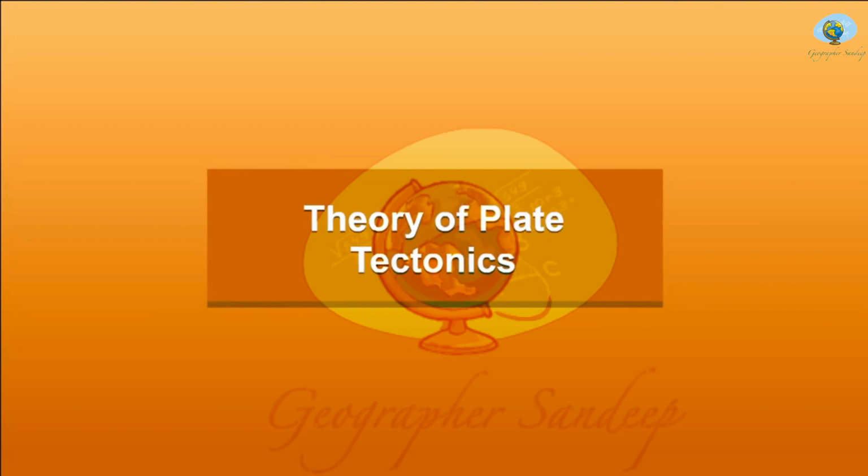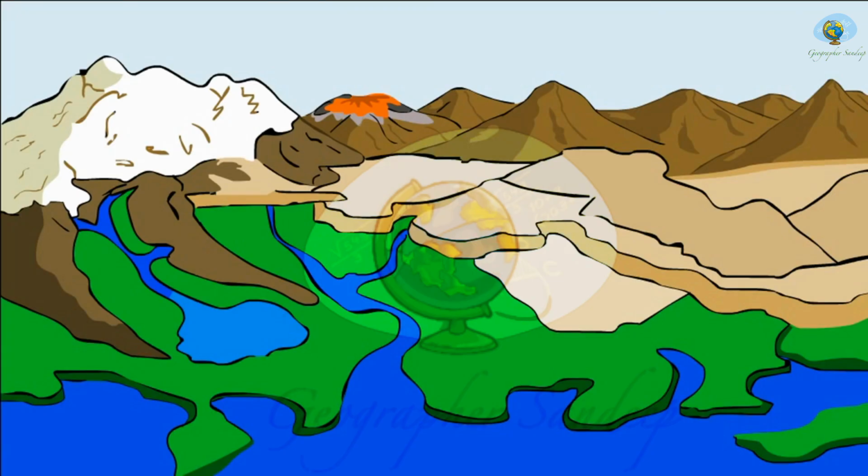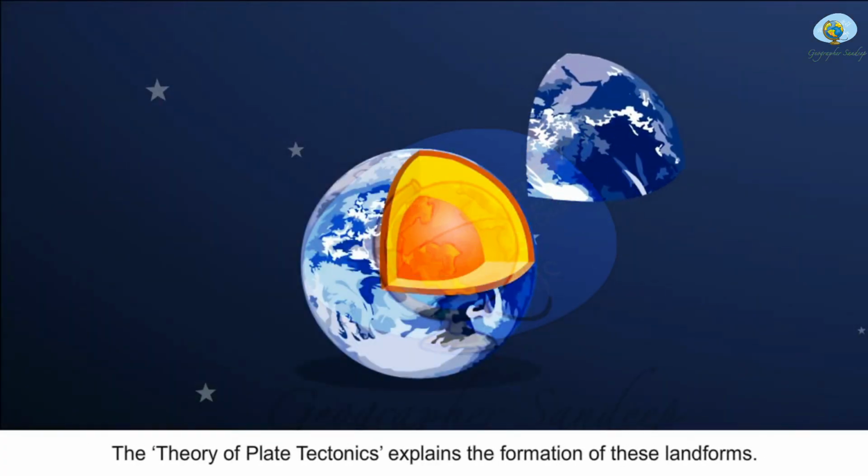Theory of plate tectonics. There are almost all kinds of landforms ranging from lofty mountain ranges, valleys, fertile plains, deserts, plateaus to island groups in our country. The theory of plate tectonics explains the formation of these landforms.